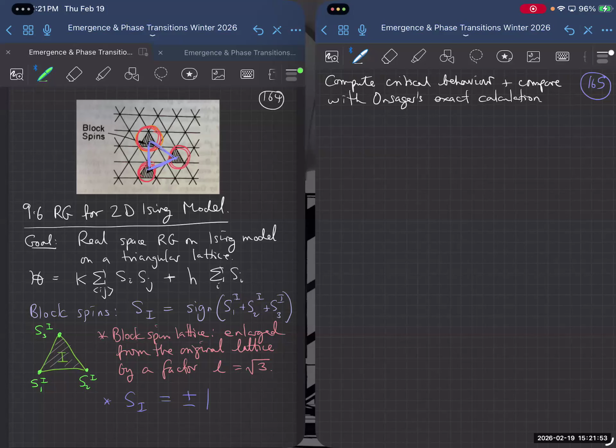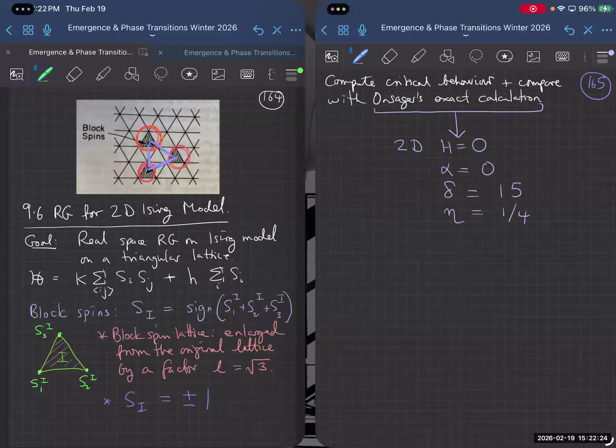So what is the specific strategy? Well, what I'm going to do is compare with Onsager's exact calculation. And what did Onsager actually prove? Let me give you some of the critical exponents. He did 2D. He set the external field equal to 0, and he was able to compute that alpha is equal to 0, delta is equal to 15, and eta is equal to 1/4. And these results are exact. Delta, remember, was the breakdown of linear response theory.